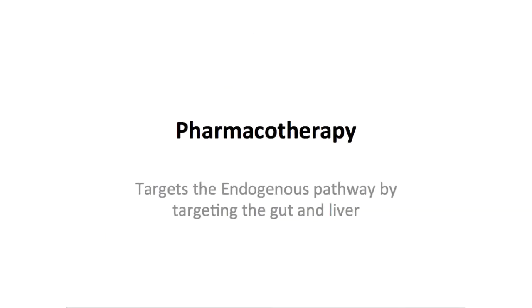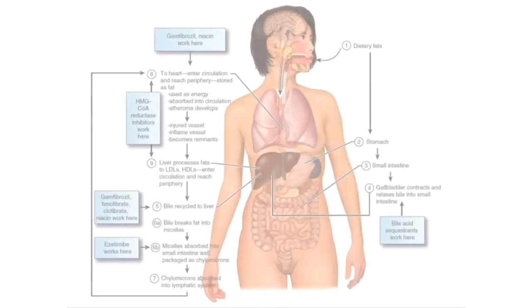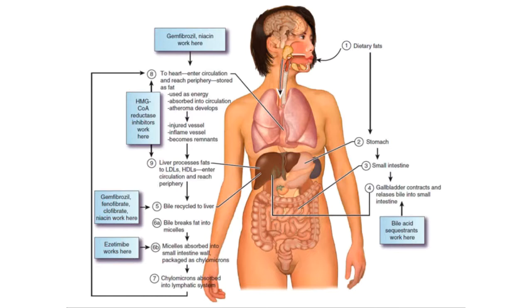The last topic we will discuss is pharmacotherapy, which targets the endogenous pathway by targeting the gut and liver. This image is an excellent summary of the mechanism of action of a variety of anti-hyperlipidemics at various points in the endogenous and exogenous pathways.